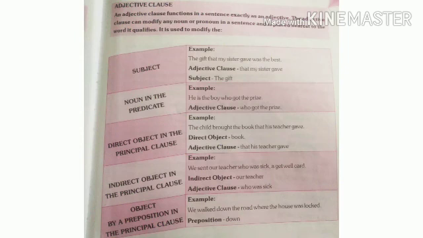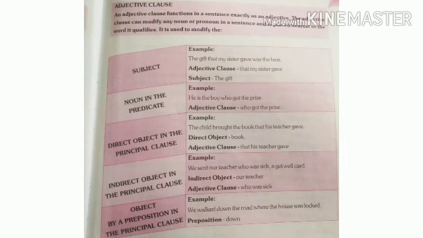Now, an adjective clause is used to modify the subject in the sentence. It modifies the noun in the predicate. It modifies the direct object in the principal clause. It also modifies the indirect object in the principal clause and also the object of a preposition in the principal clause.